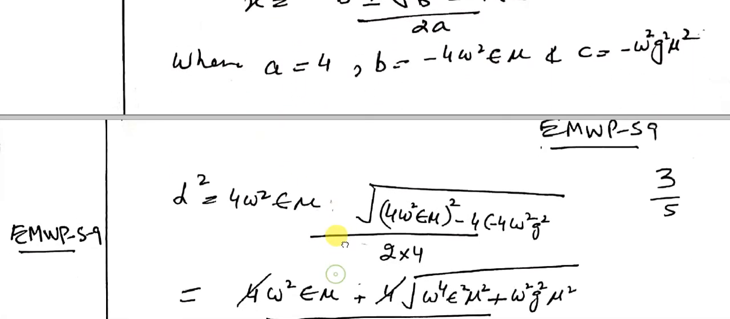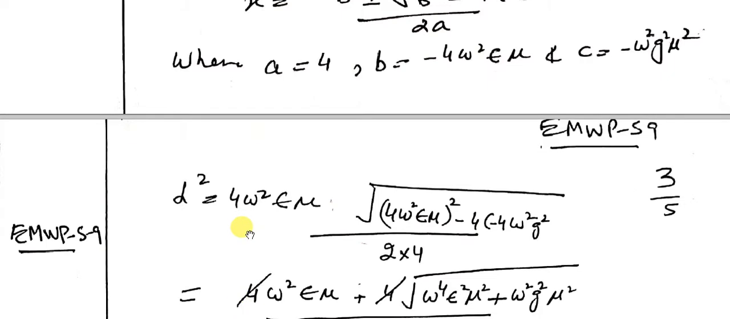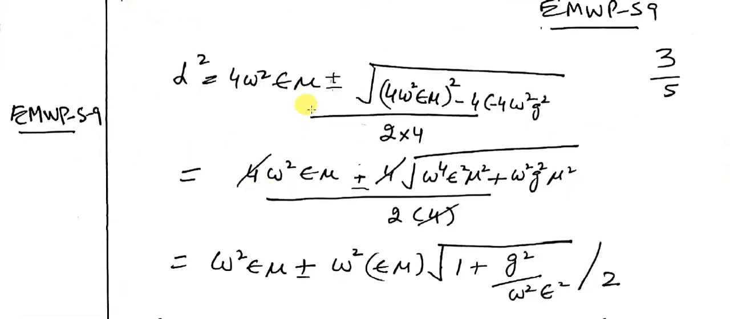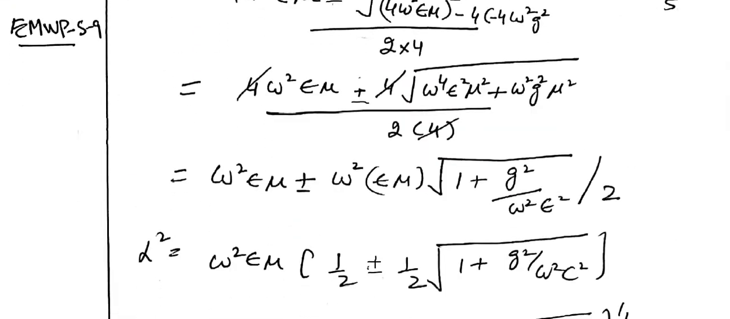So x is now alpha square, which is of 4 omega square. Here we have the quadratic equation: alpha square is 4 omega square epsilon mu plus minus the square root of b square minus 4ac, divided by 2a. Putting the respective values, since I have provided all the hard copies, you can check that. The same pages have been posted on the website. You can download it and print it and see all the calculations.